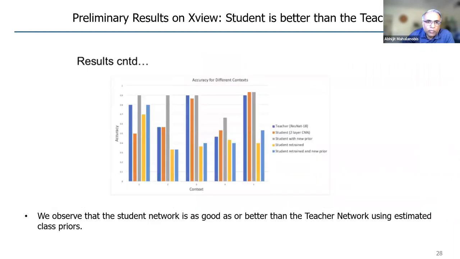In fact, this is a blow up of the same chart. I don't know if you can see it, but there are only really about four or five classes that tend to occur in greater numbers. And for those cases, what we find is that, at least in this adaptive model, the student outperforms the teacher, because there are so few classes that occur, but there are so many classes that the teacher was trained on.